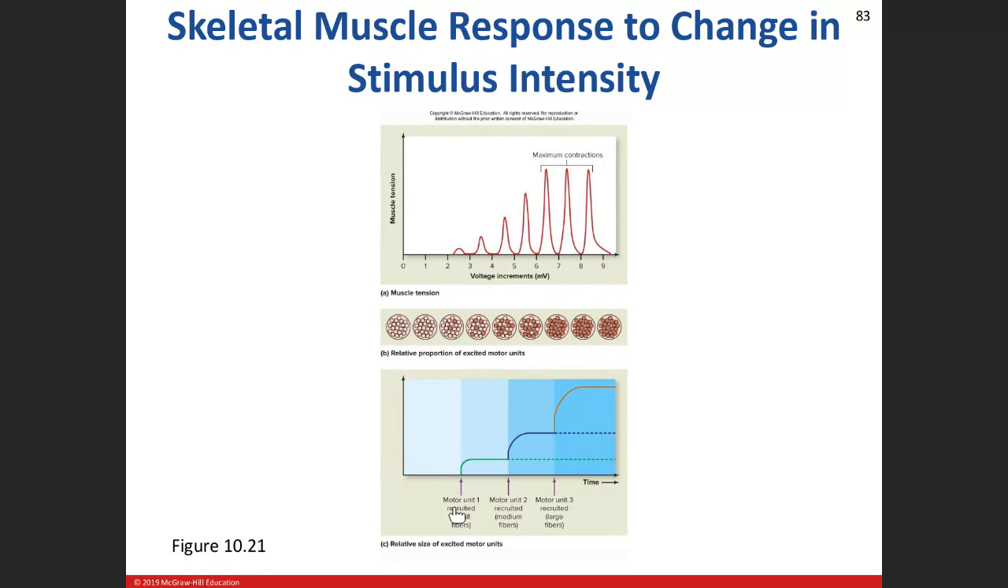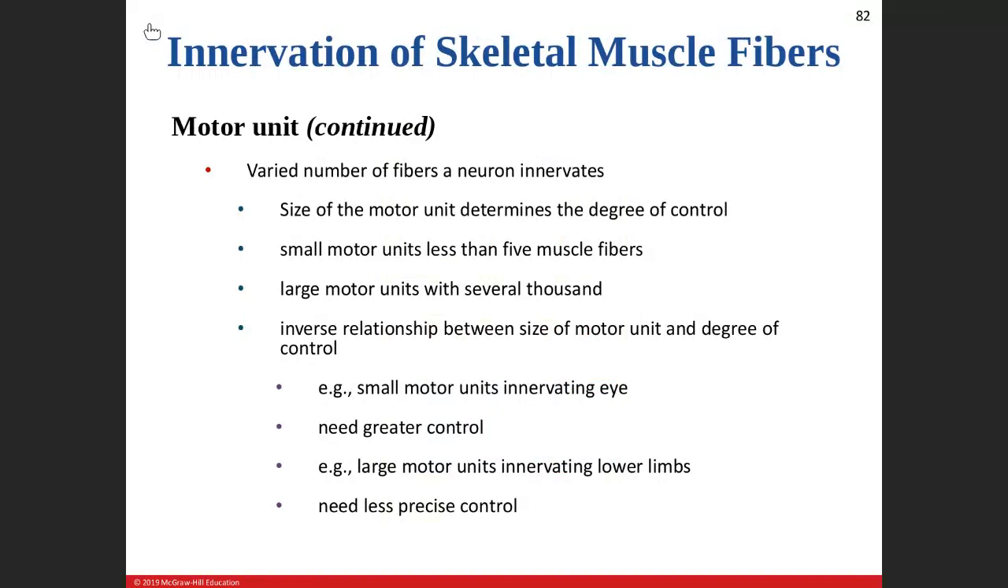So this is showing you what happens when you recruit 1 unit, then 2 units, and then motor unit 3 is recruited. We start to increase our muscle tension here. But eventually, we'll have recruited all of them, and we will reach our maximum contractive force there. Okay, you guys got that concept? Actually, I really like that graph. It makes it a little bit easier to understand.